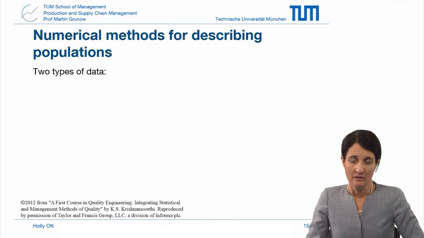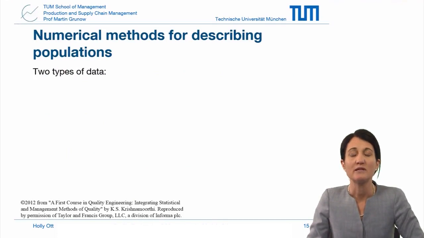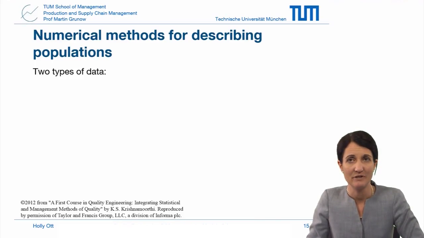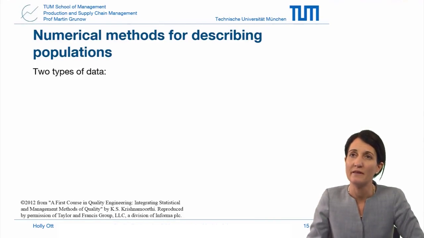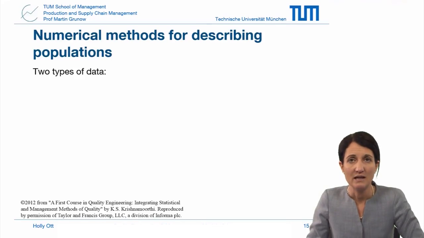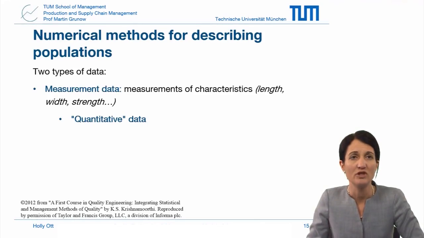Now, a few more terms. When samples are inspected from a population, you generate observations, and the collection of these observations we call data. And because the data come from samples, we will call that then sample data. Data are classified into two main categories. We have measurement data and attribute data.